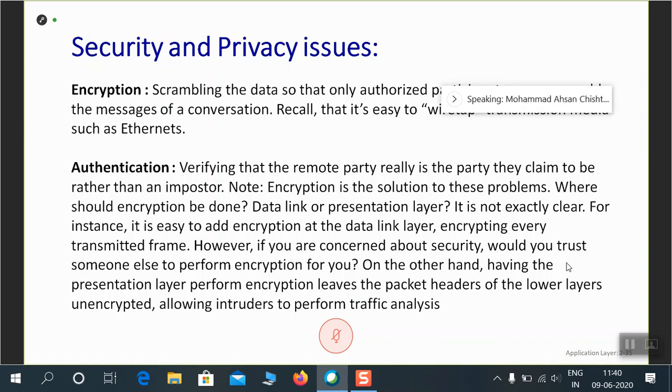The third and last function that we come across with respect to the presentation layer is security and privacy issues. Again, the presentation layer is an optional layer. Why? The reason the presentation layer is not always used in a network is that it may not be needed at all.